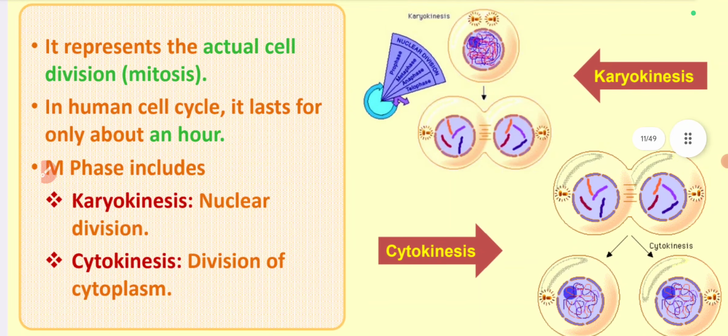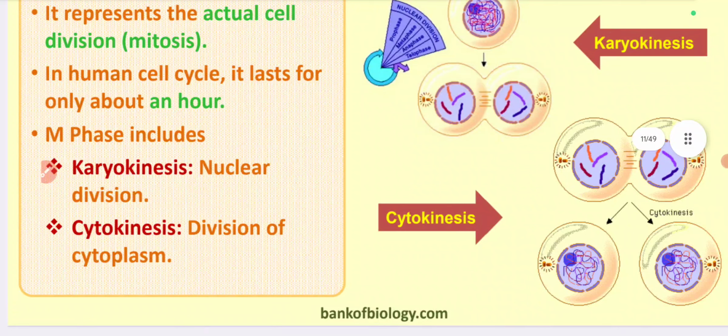You can see the diagram. There are two different types, karyokinesis and cytokinesis. Karyokinesis, that is nuclear division, is divided into 4 phases: prophase, metaphase, anaphase, and telophase. And cytokinesis is the division of cytoplasm.